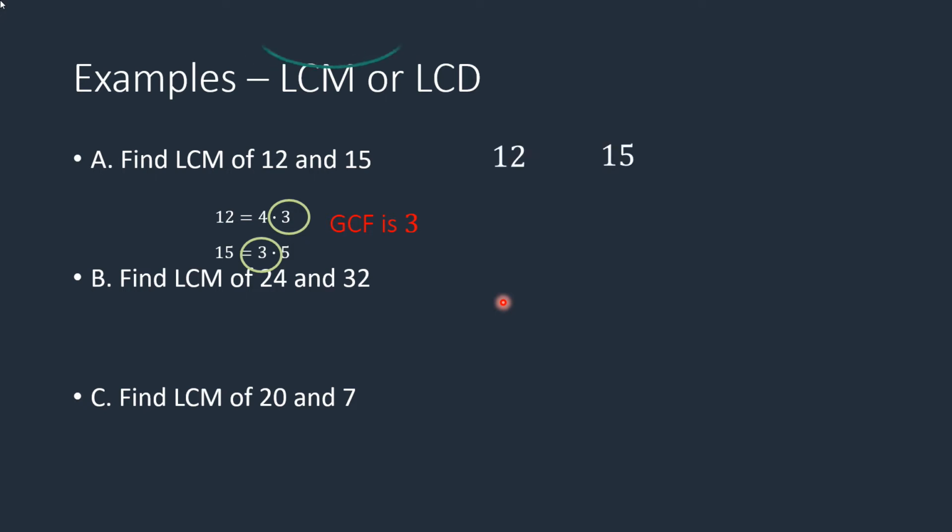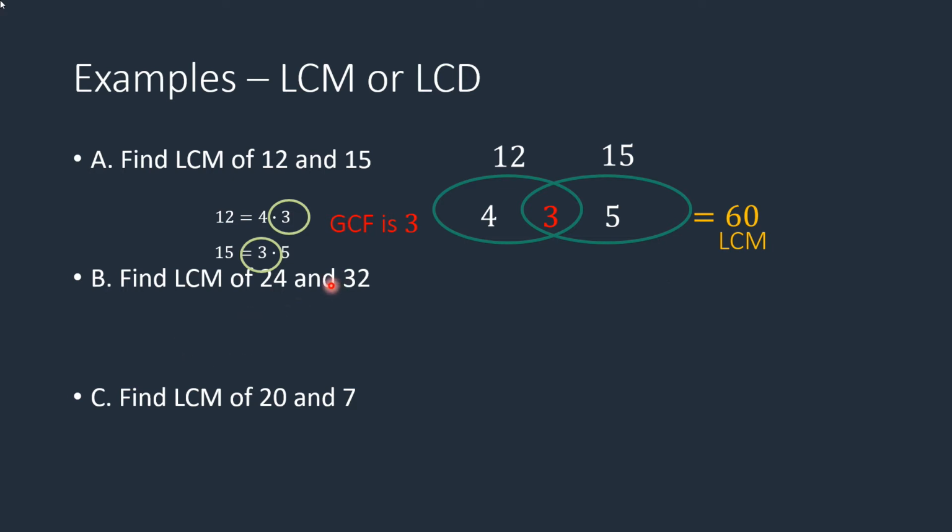So let's set a Venn diagram up for 12 and 15. What they have in common is the 3. Put the 3 in the middle. And then what times 3 will give us 12? 4. And then what times 3 will give us 15? 5. Then multiply these to find the LCM. So 4 times 3 is 12, times 5 is 60. And so 60 would be the LCM.